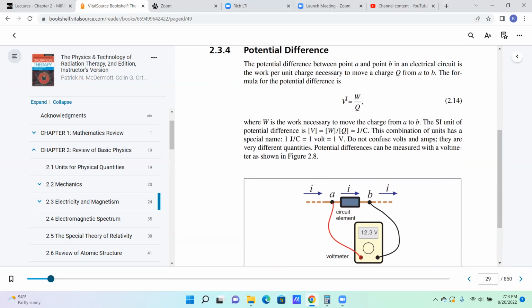That formula is given by this. The voltage is equal to the work divided by the amount of charge. So the work is going to be the work necessary to move the charge from A to B. The SI unit is going to be the volt or a joule per coulomb. This combination of units has a very special name. It's called the volt. And don't confuse volts with amps. Volt is a measure of potential difference. Amp is a measure of current.